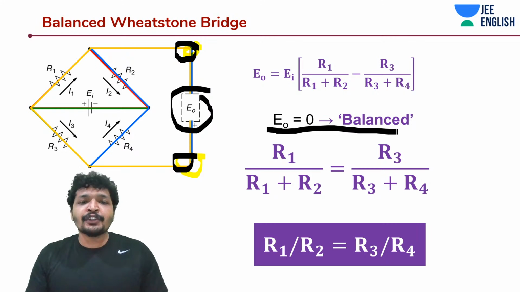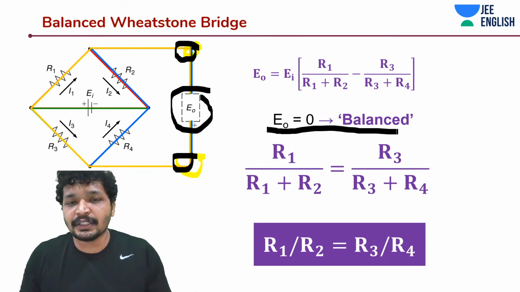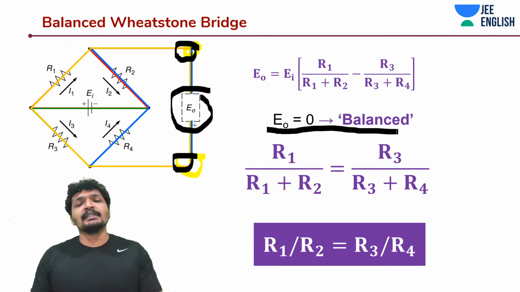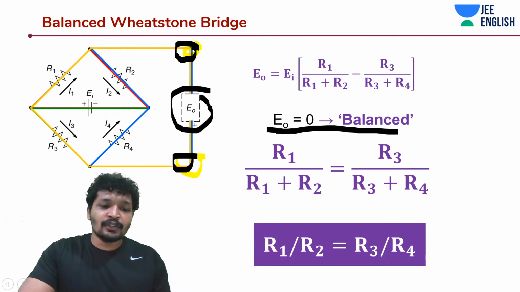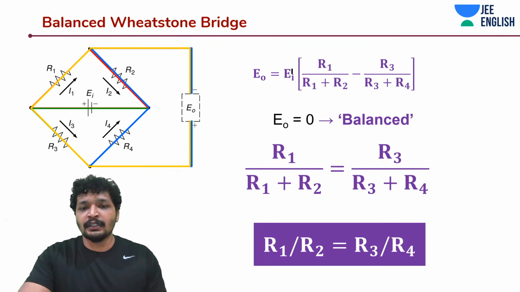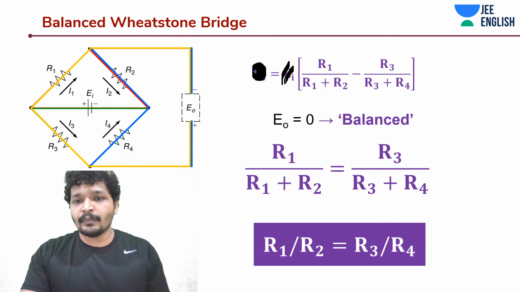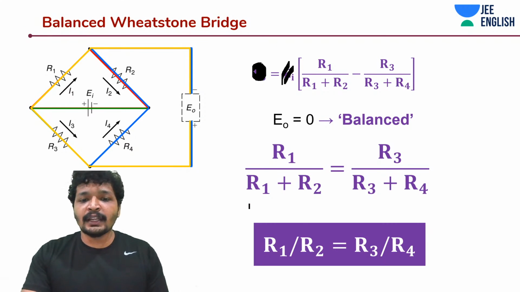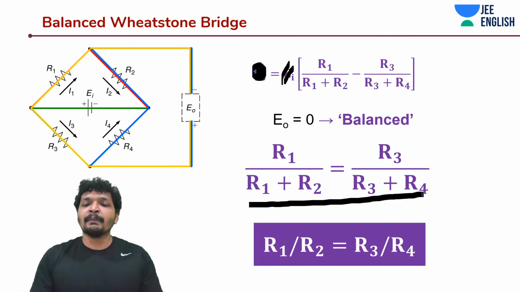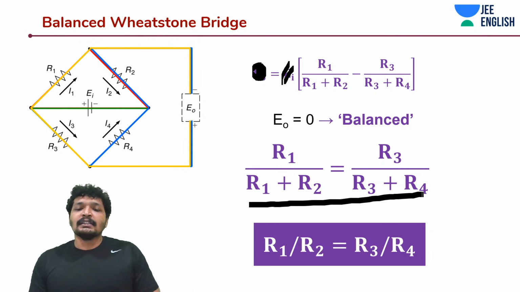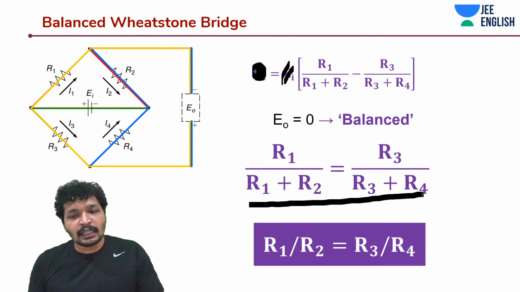Since we know this E naught should be 0, using this we will develop applications, electronic applications, products, etc. So in this case, if you equate E naught equal to 0, you can take EI on the other side and cancel it out. If you had carefully noticed, you will get this kind of equation: R1 by R1 plus R2 is equal to R3 by R3 plus R4. And what if I can say that R1 by R2 is equal to R3 by R4?